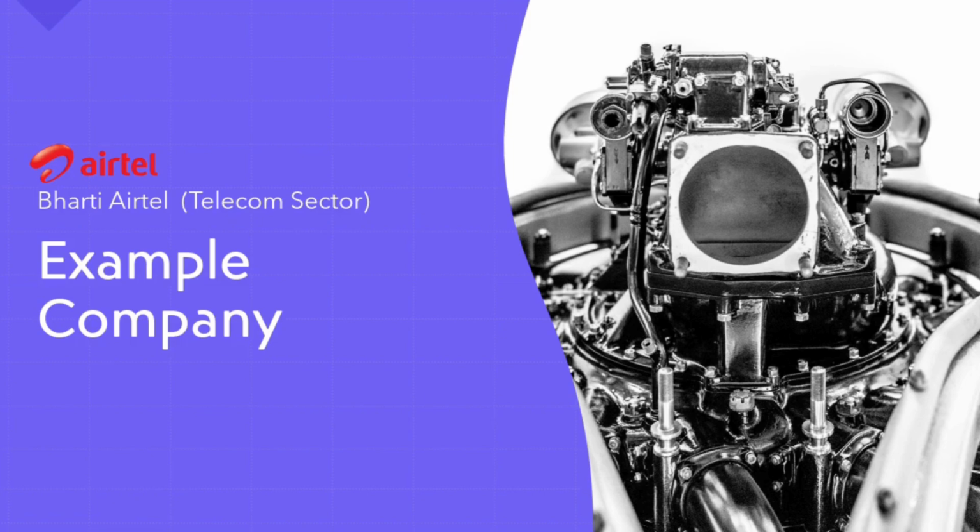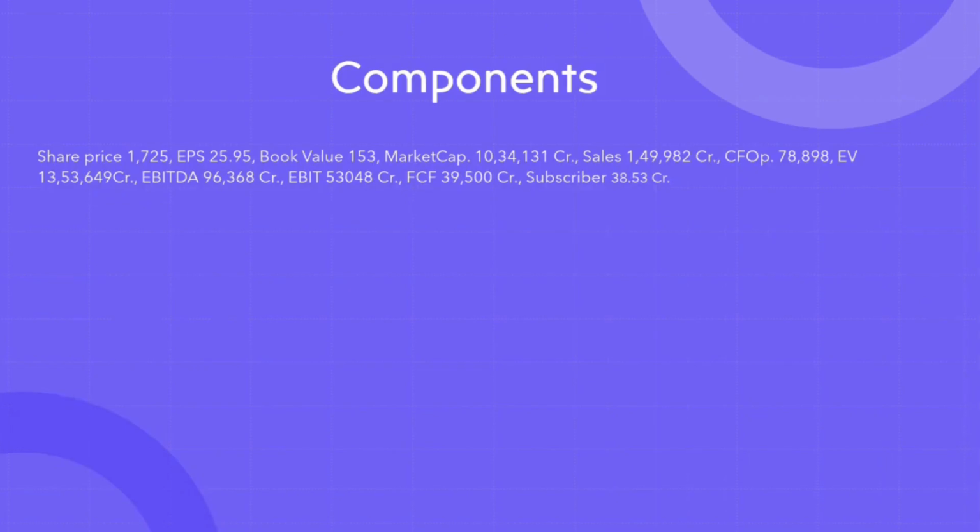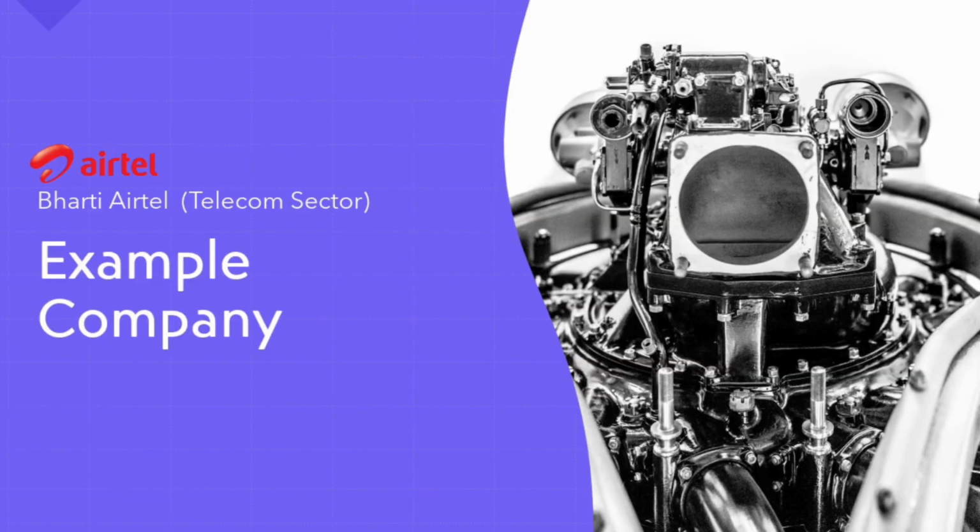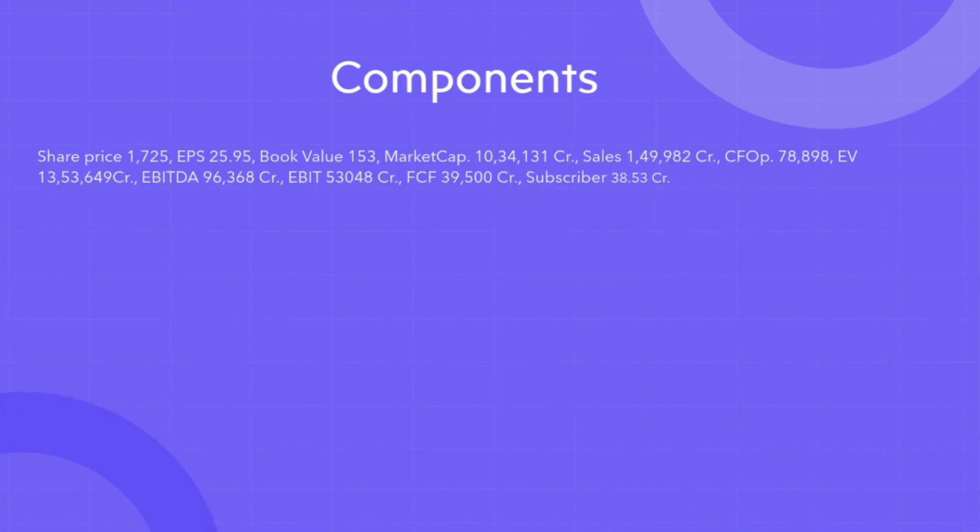Next, for this relative valuation method, we see an example: equity value, PE, PB, PS, P by FCF, equity value to EBITDA, equity value to free cash flow, and enterprise value to subscribers. For this we take the example of Bharti Airtel, an Indian company in the telecom sector. So let's do the solution. We have to calculate all these ratios.